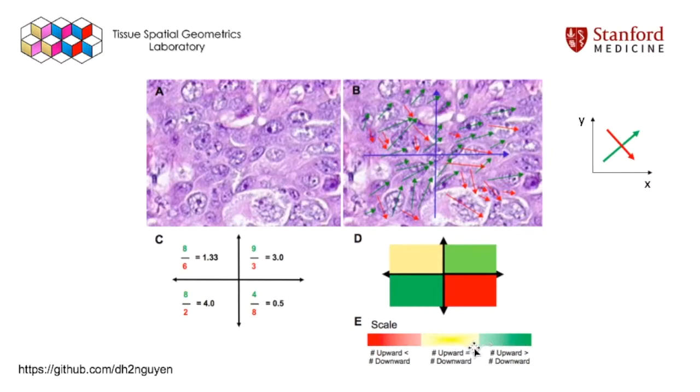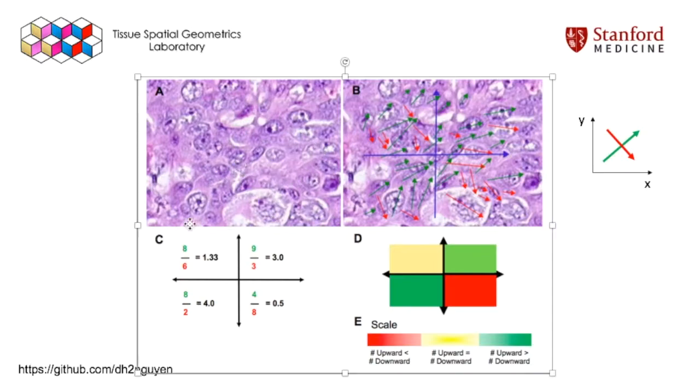If a square has the same number of red and green arrows, then it is the color yellow, which is what you get when you mix green and red. But if there are more green slopes in a box, then it will seem more green. And if there are more red slopes in a box, then it'll appear more red. In this way, we can translate the spatial information in a tumor into color pixels.